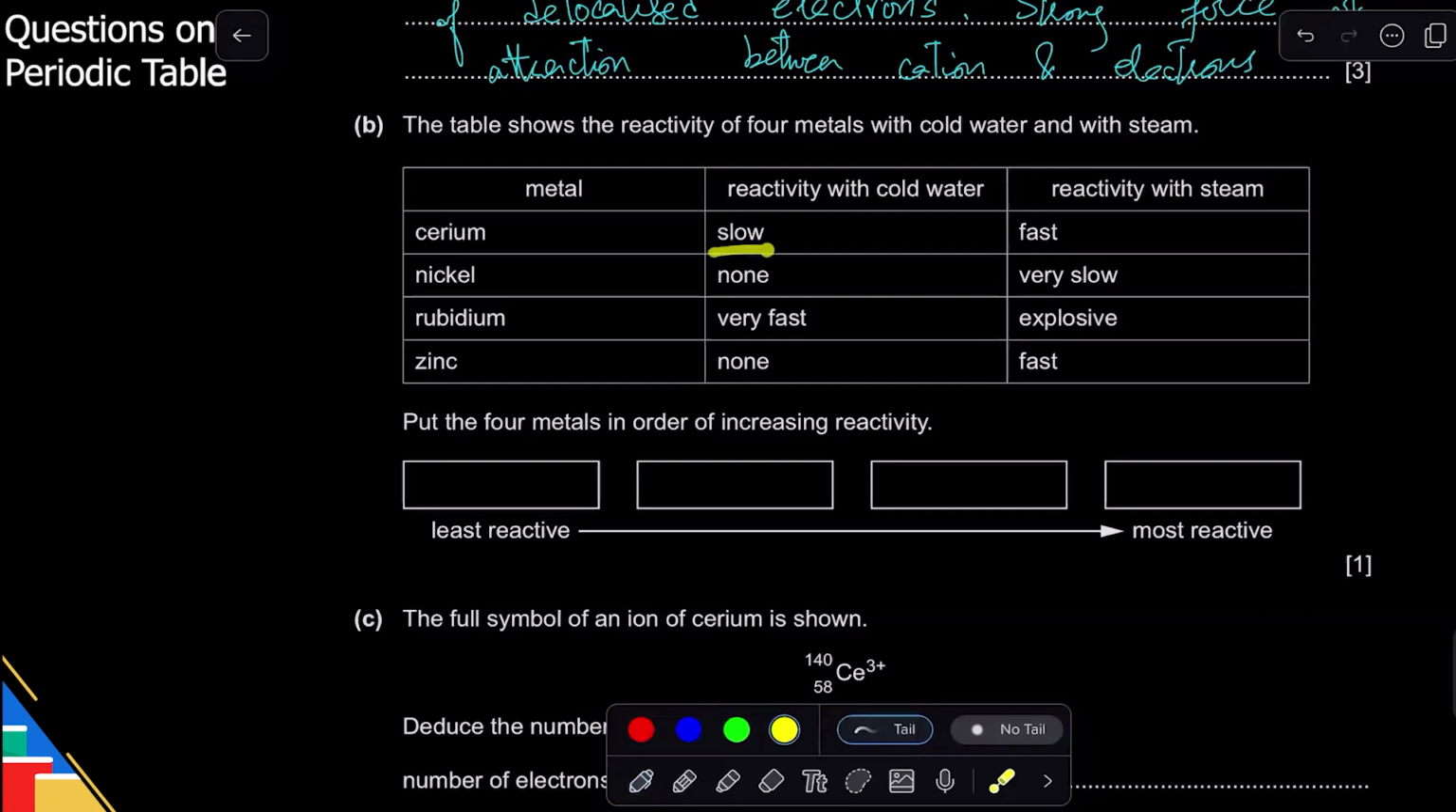And then cerium is more reactive and rubidium is very reactive. So between rubidium and cerium we can see that rubidium is more reactive than cerium. But we don't know the order between nickel and zinc. For that, let's look at the reaction with steam. So again, in steam this is reacting faster and this is reacting slower. So we will put them like that, with zinc coming above nickel. Similarly, if you look over here, this also confirms our earlier order that rubidium is explosive, but cerium is fast. So you can see that the explosive one is more reactive.